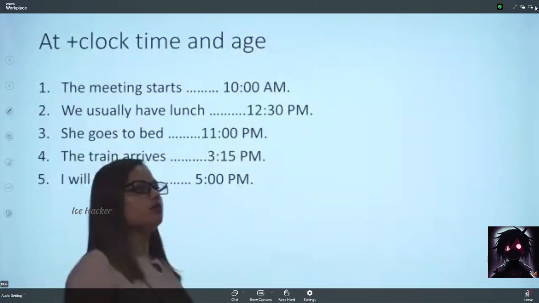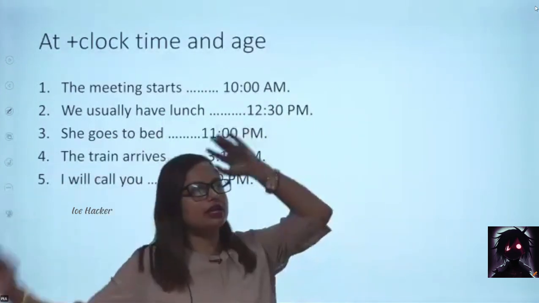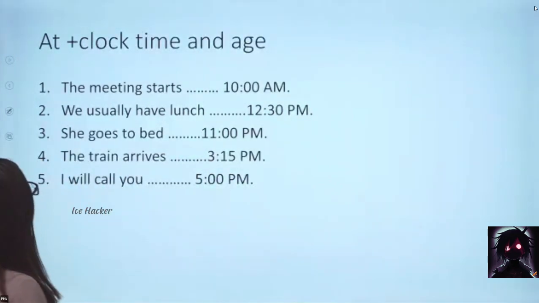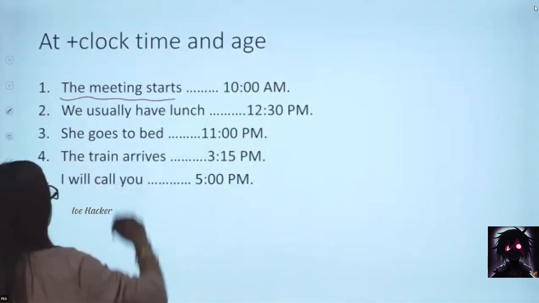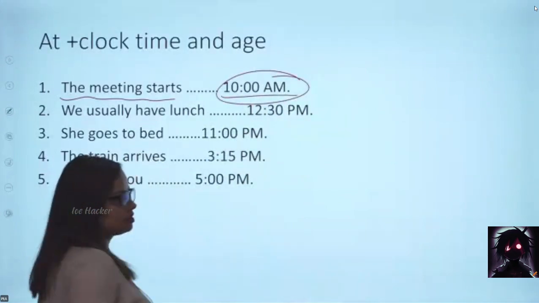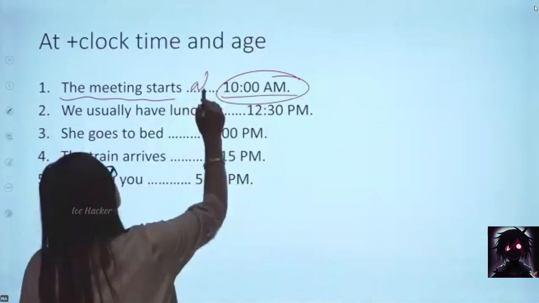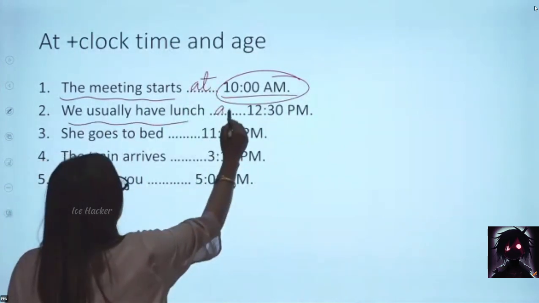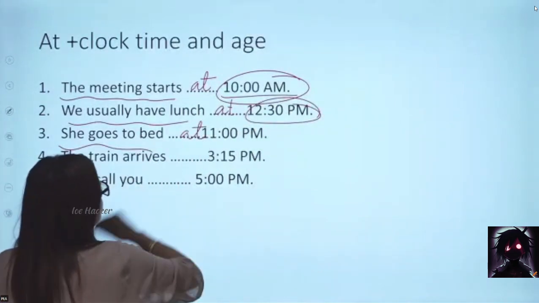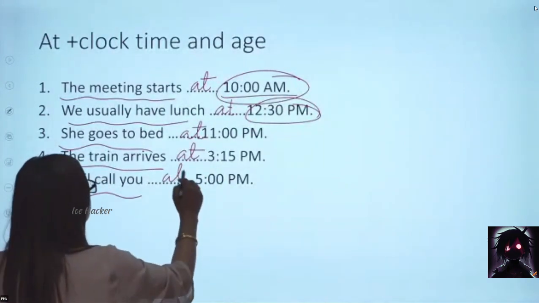For full date, we use "on." No, there are so many areas. The "at" plus clock time. The meeting starts when? The meeting starts. Look at here. What is this? Clock time, 10 o'clock. Clock time, so "at." We usually have lunch at. This is also another clock time. She goes to bed at 11. The train arrives at. I will call you at.